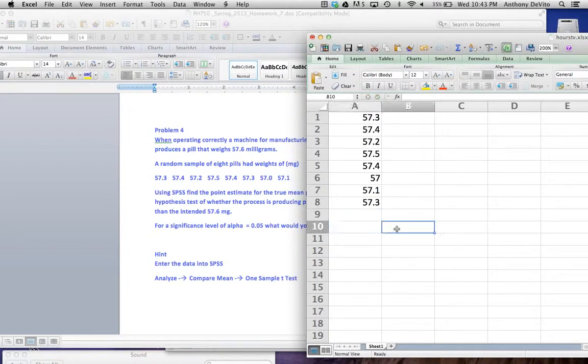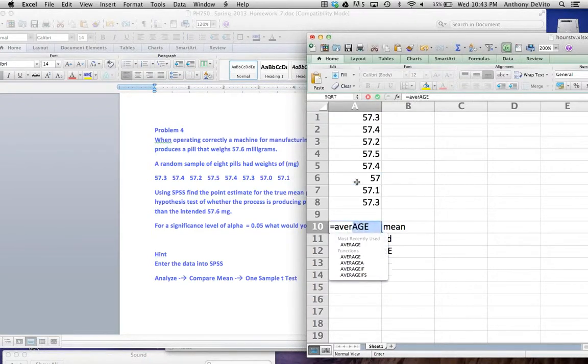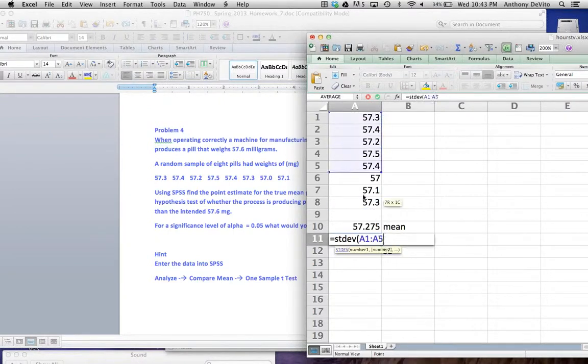Going to find my mean, my standard deviation, and then my standard error. So my mean is equal to the average of all these values. My standard deviation is equal to standard deviation of all these values. My standard error is going to be equal to my standard deviation divided by the square root of the sample size, which in this case, the sample size is 8, which is equal to that number.